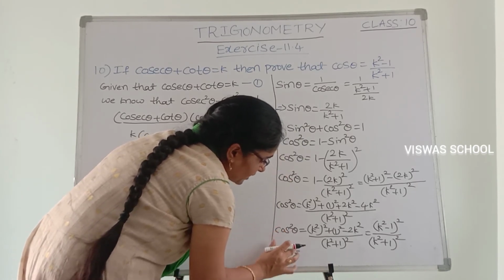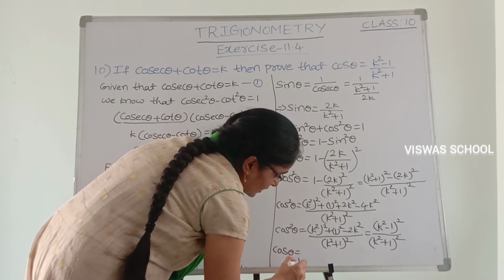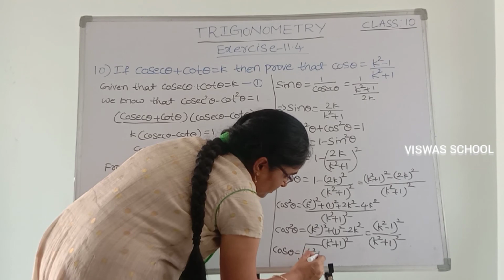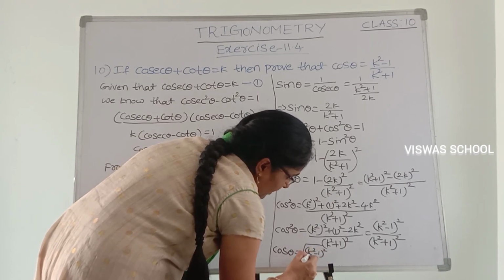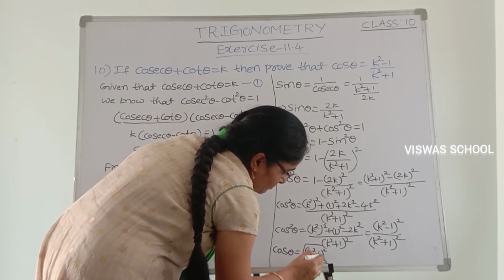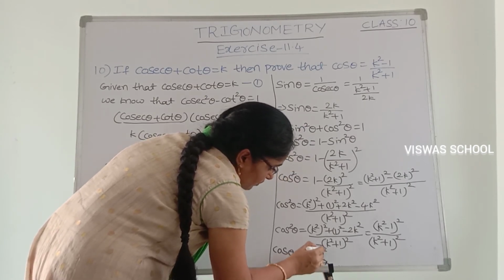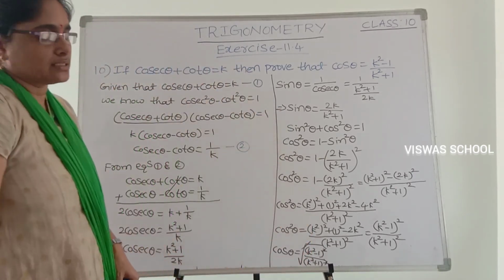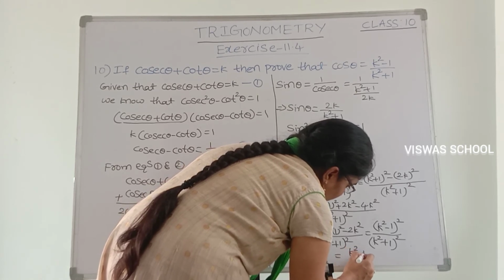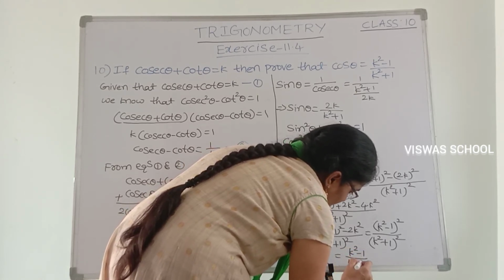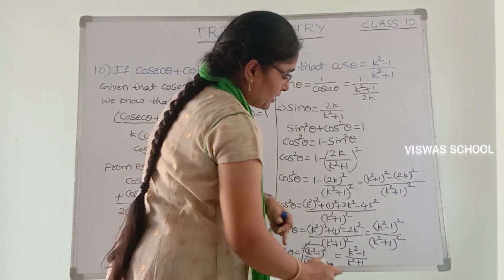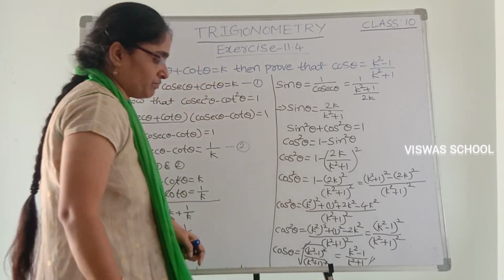See here, I am writing cos theta is equal to... this is cos square theta. If you find cos theta here, it will become what? Square root on the right hand side, of k square minus 1 whole square by k square plus 1 whole square. Both have square, no? Square and square root cancel. Now this becomes k square minus 1 by k square plus 1. See here, k square minus 1 by k square plus 1.